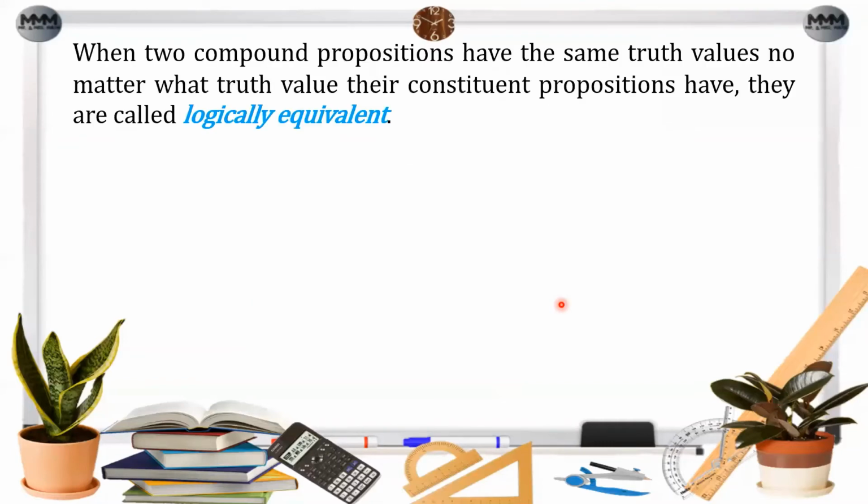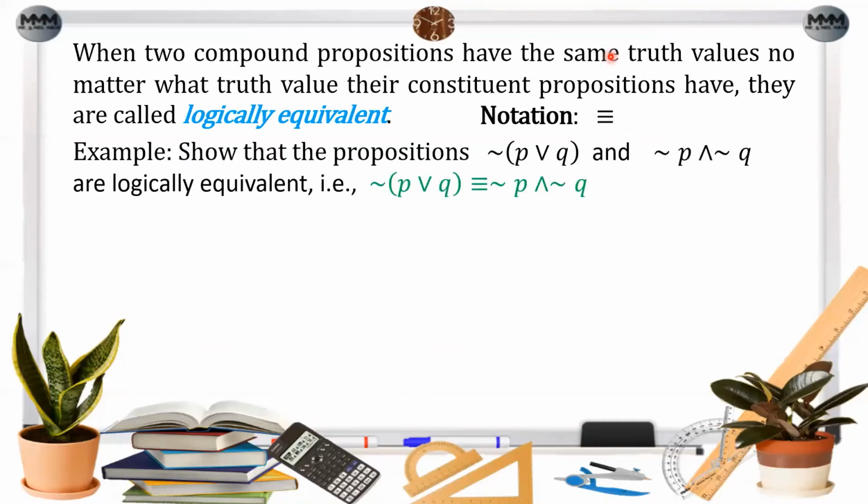So let's proceed. Let's have here logically equivalent. So when are propositions logically equivalent? When two compound propositions have the same truth values, no matter what truth values their constituent propositions have, they are called logically equivalent. So for the notation, we have this one. Let's have an example. Show that the propositions not (P or Q) and not P and not Q are logically equivalent. So we are going to show this one.